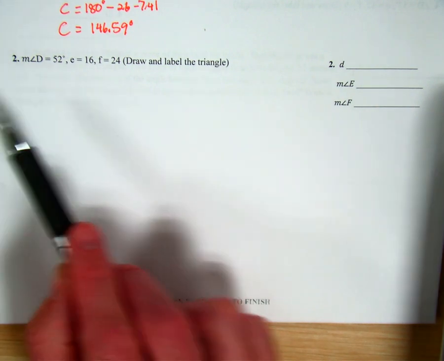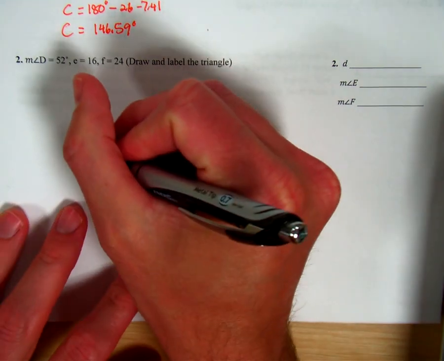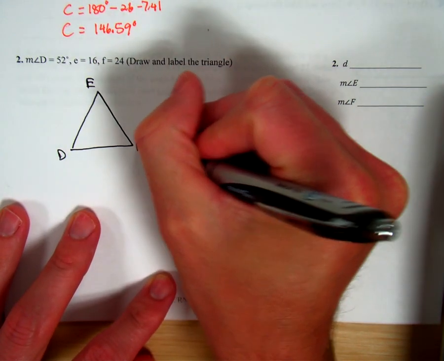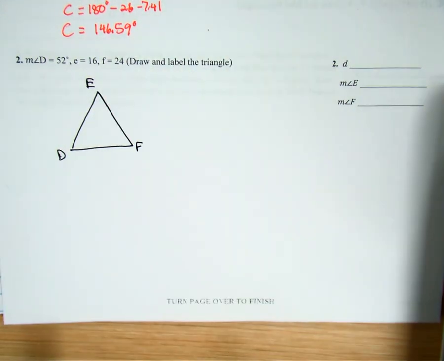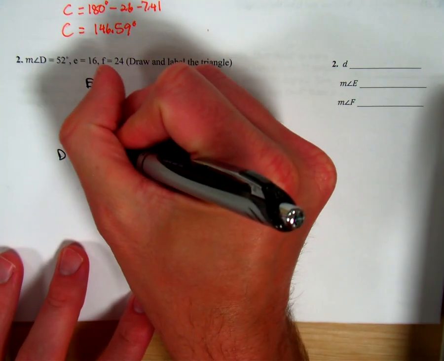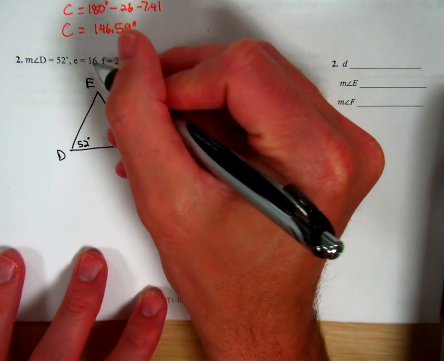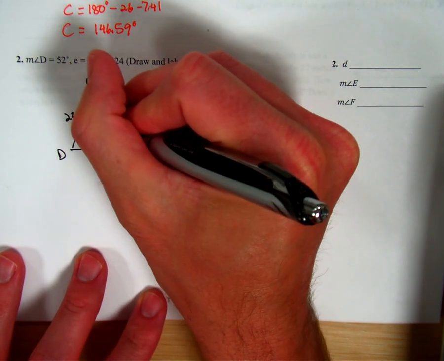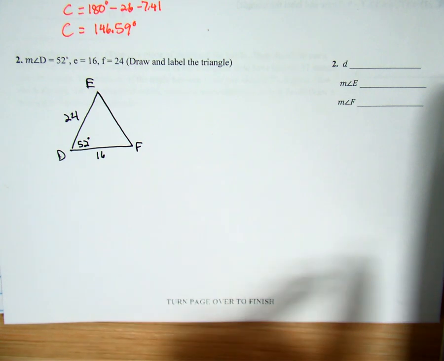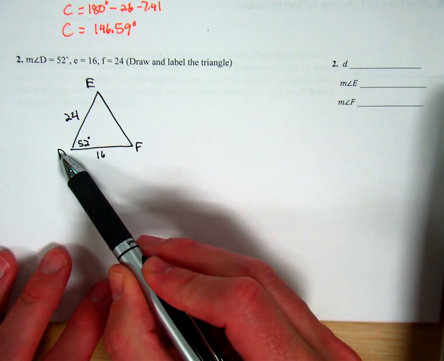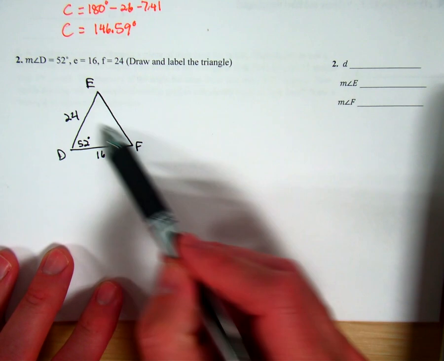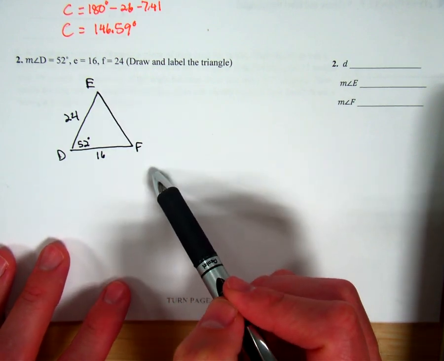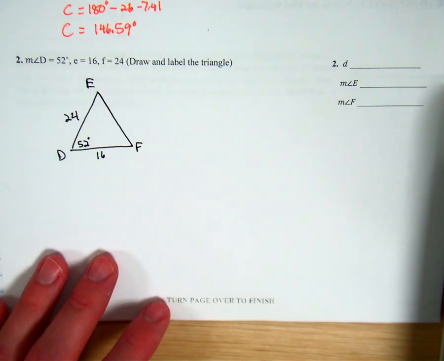Next one, we've got angle D, side E, and side F, so it sounds like we have triangle DEF. Okay, angle D is 52. Side E is straight across from angle E, and side F straight across from angle F. Okay, notice that we do not have any matching partners. I don't have the side to go with this angle, I don't have the angle to go with this side, I don't have the angle to go with that side. So that leaves us with law of cosines.